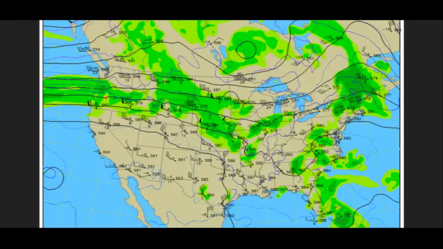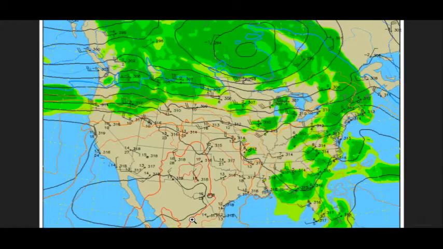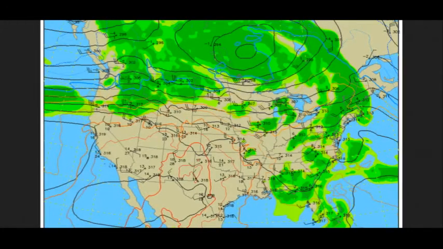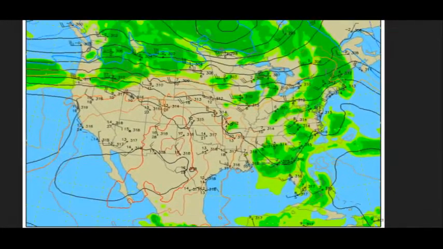500 millibar flow showing a similar picture. There's the polar front jet to the north. We see a very weak reflection of the subtropical jet across southern Texas. 700 millibars, this is showing the capping. So we're looking at temperatures here. If we draw the 10-degree line, we're going to get something like this.